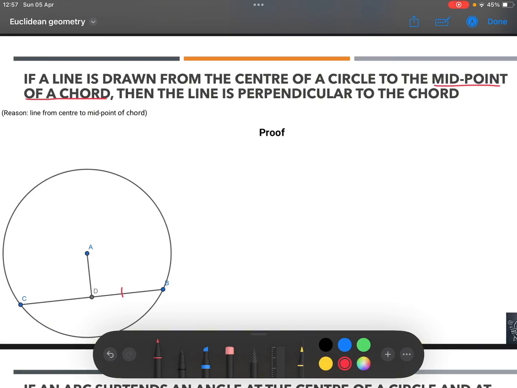It means that this part will be equal to this part, because that line drawn from the center of the circle is drawn to the midpoint of the chord. And then it is said to be perpendicular to the chord. Now we need to prove that it's perpendicular to the chord. Remember, we said the word if, it is a condition, right?